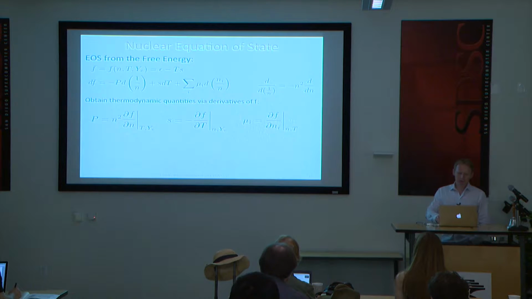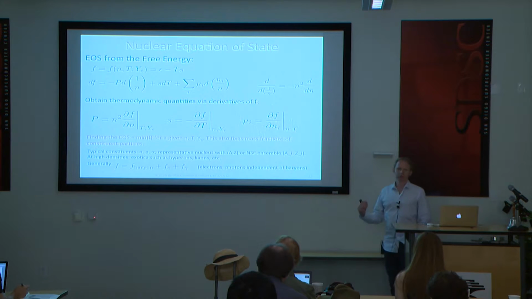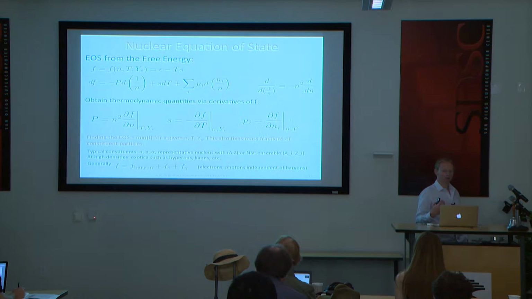So finding the equation of state boils down to finding the minimized free energy for a given density, temperature, and electron fraction. And this minimization also fixes the mass fractions of the constituent particles, so basically the equilibrium.